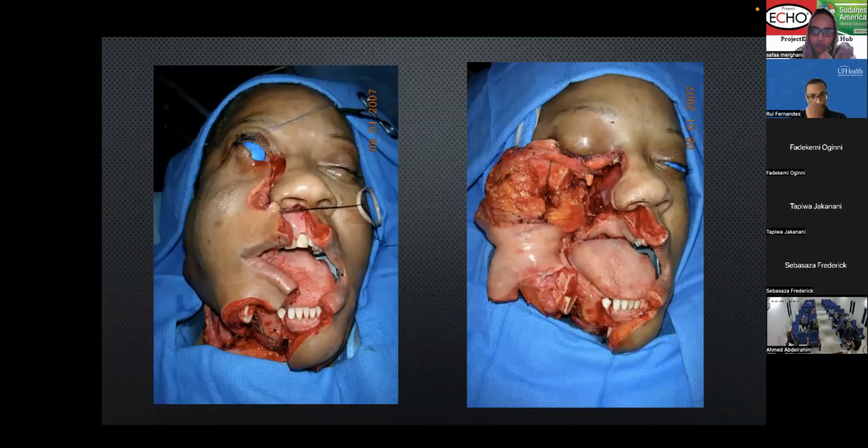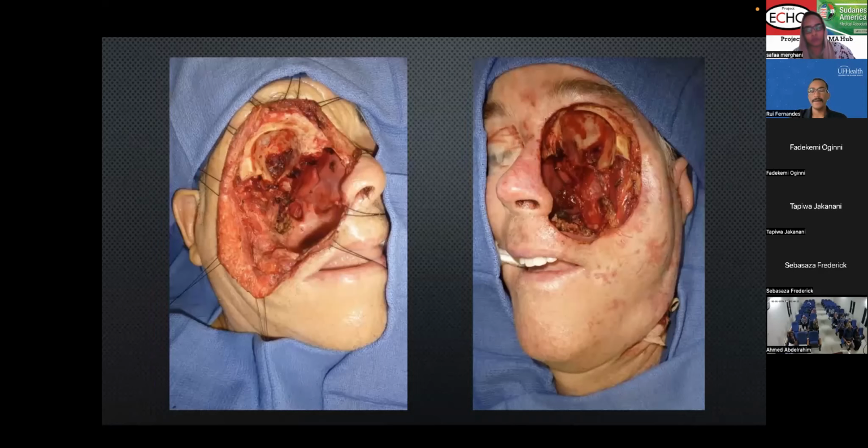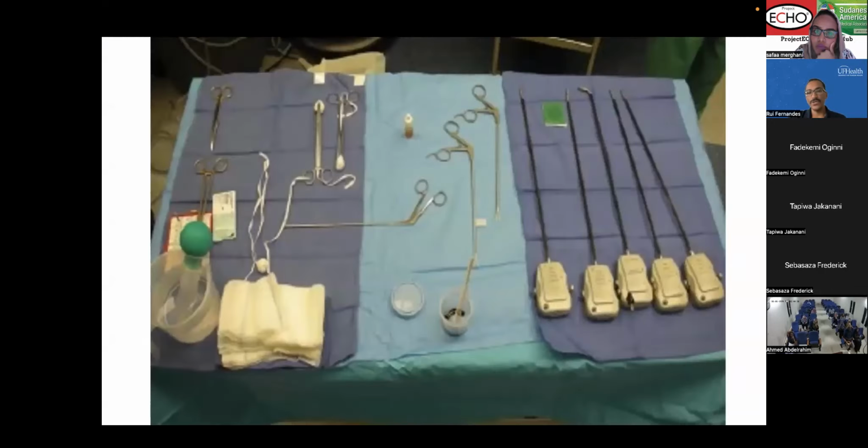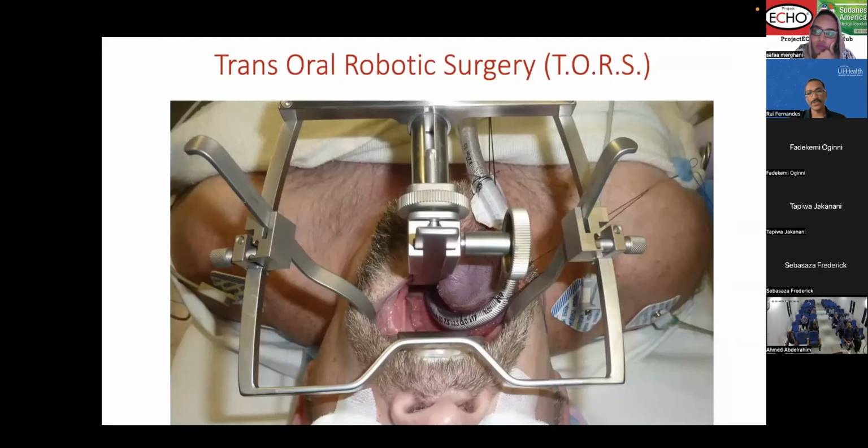Depending on the location, there are different ways that we can approach it, but all within the goal of diminishing the morbidity for the patient. So that also brings about the use of robotics, again, with the idea of diminishing access and the morbidity. It allows you to use these long instruments to have access. Typically, we'd use this for pharyngeal carcinoma. You can see here, this is the robot docked.